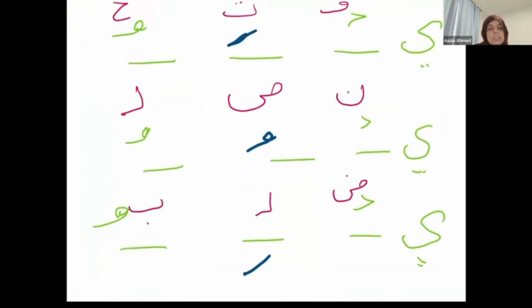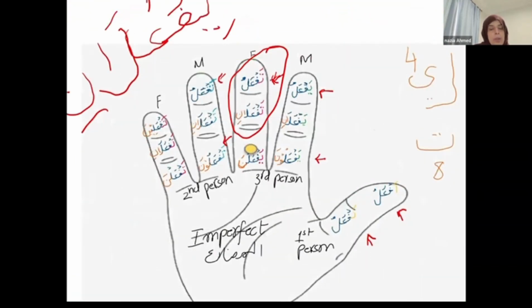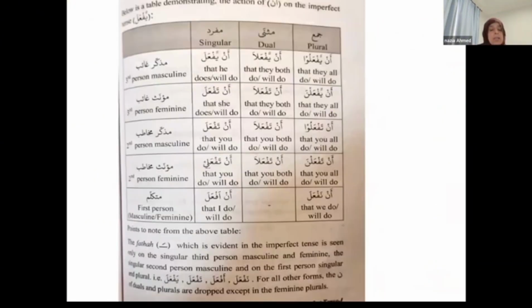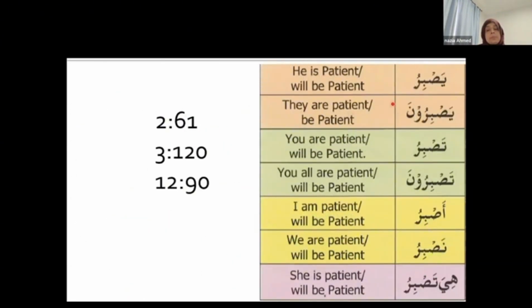So this is the present tense. Any confusion? Your homework is to make me a conjugation, 3 palm diagrams. One with Fa'ala, second with Fataha, third with Bab Nasara. Is that clear? Yes, inshallah. Inshallah wa ta'ala.